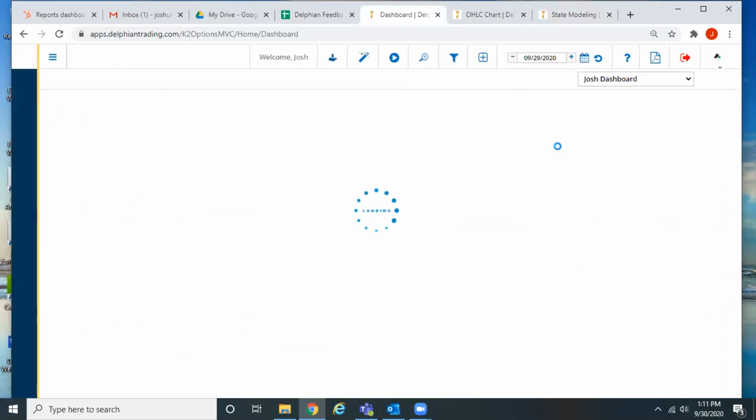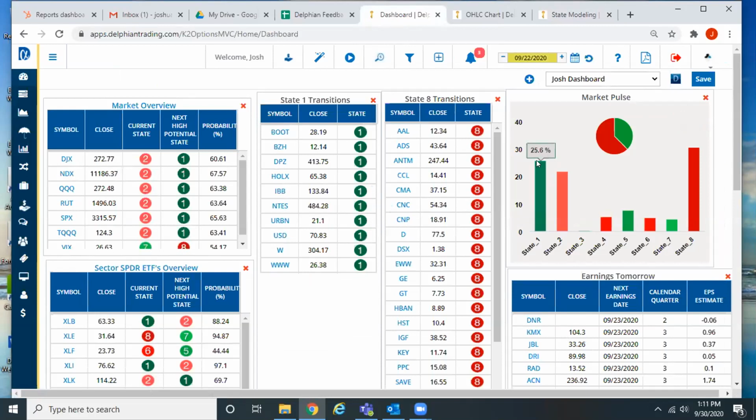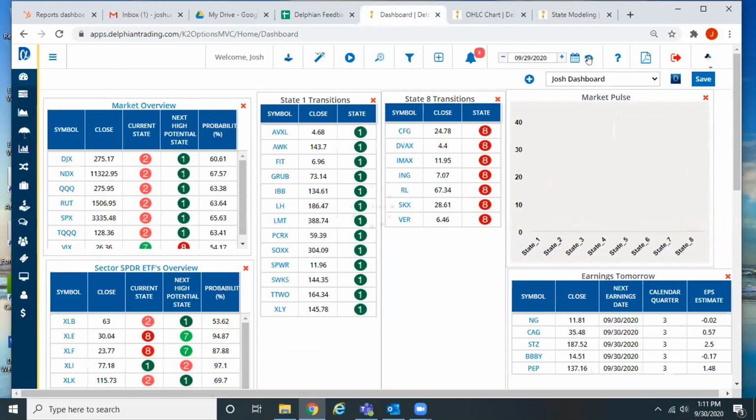Okay, so pulling up here. We're pretty much the same, very close, I think, to last week. Yeah, we dropped 5% in state 1. State 8's gone up a little bit as far as the market pulse.